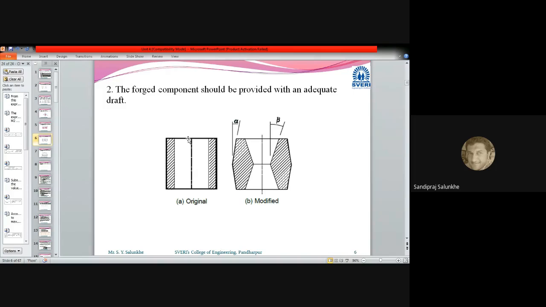But to maintain that tolerance, when we use forging as a manufacturing process, the component should be provided with the adequate draft angle, so that the strength will also increase, as well as the function of that component will be obtained. That functioning will be done easily. Okay. Next.